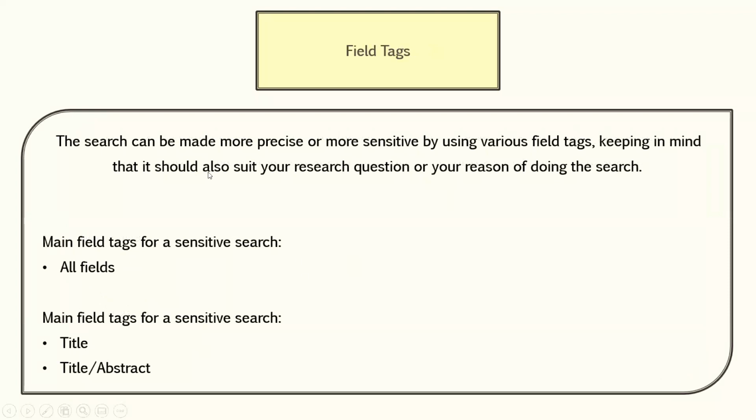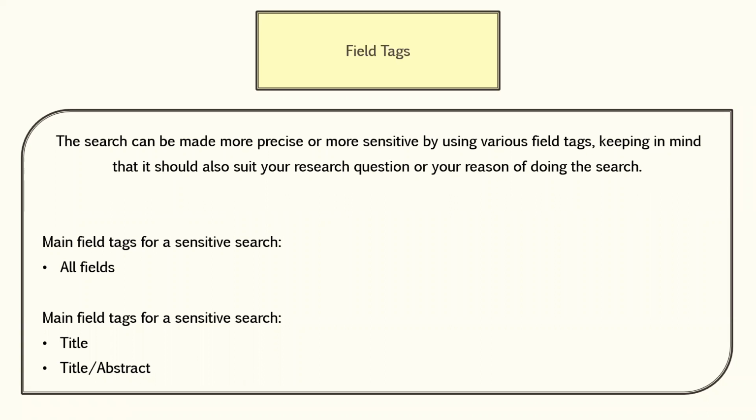Yeah, so the next thing is there is another way to make it more precise or sensitive, which is by using field tags. Again, keeping in mind that it should suit your research question or your reason for search. So the main field tags for a sensitive search are all fields. Field tags basically means that you are putting some words in PubMed and you are asking it to search. Field tags means: where do you want it to search that word from?